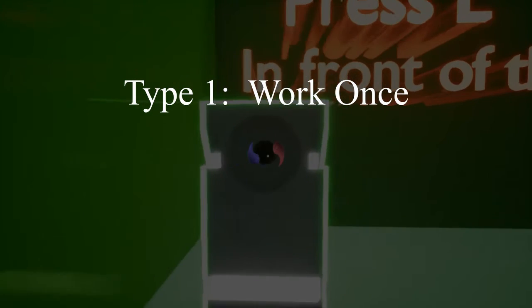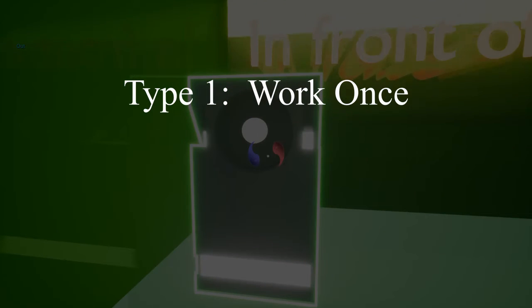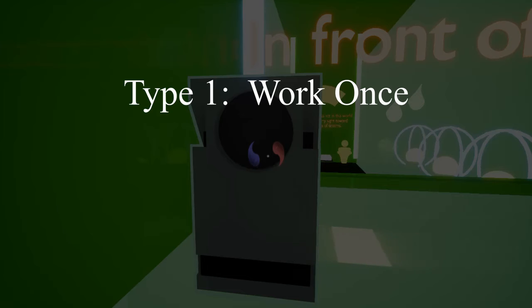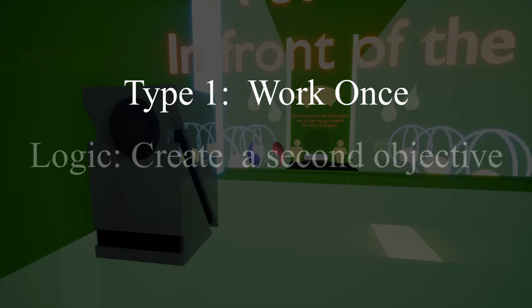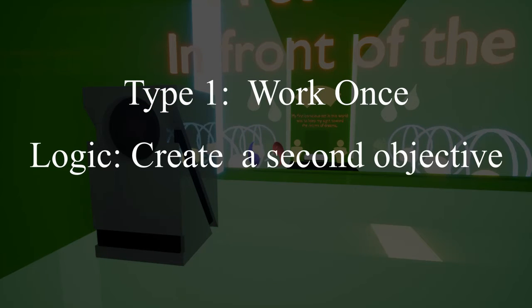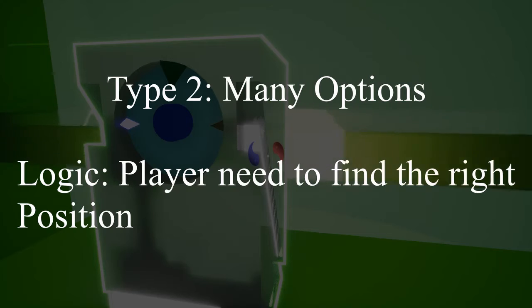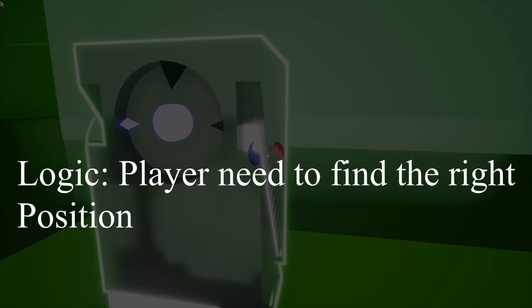The first one just works once. You activate it and you can't use it again. This device has mostly one use in terms of puzzle logic, which is to create a second objective inside the same room before reaching the main objective, which is to get to the exit. The other one works with a many option logic. This one can be more complex because it asks the player to find the right option. And like I said earlier, they can change the space element in some way.